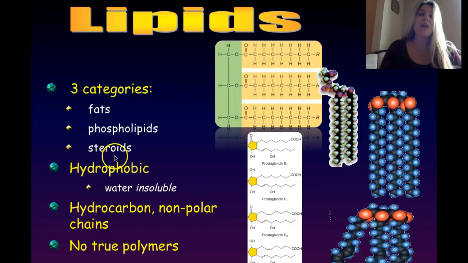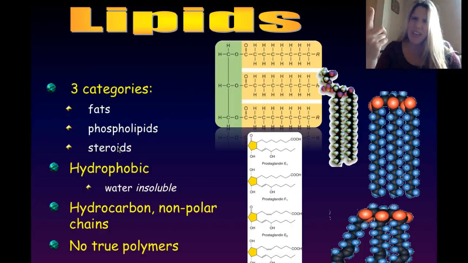So we're going to talk about fats, of course, but then we're going to talk about things called phospholipids and steroids. And you're like, steroids? What? Yeah. So the steroids you usually hear about in the news where athletes have been doping or whatever, those are actually synthetic forms of what nature naturally gives us. We'll talk a little bit more about that in a little bit.